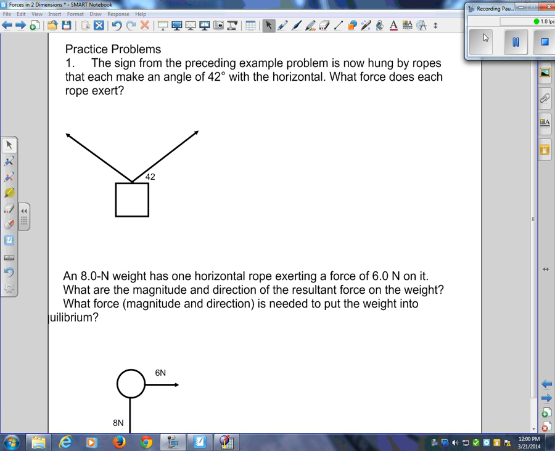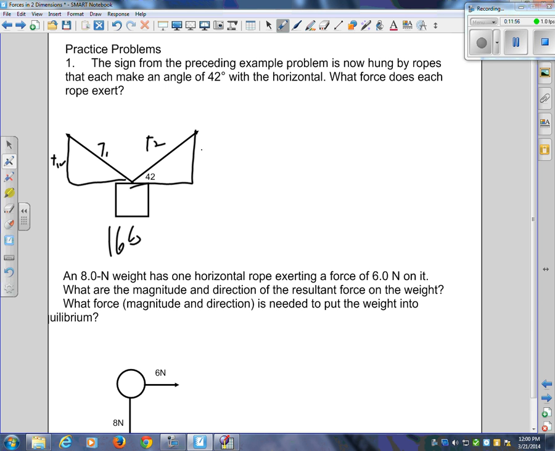Let's have a look. The sine from the preceding example, was it 168? Okay. So now you're doing exactly the same thing here except with a different angle. That's all it is, right? T1, T2, T1V, T2V. So T1V has to equal 84. Now sine 42 is opposite 84 over T1. So T1 is 84 divided by sine of 42. 125.5, Mike?